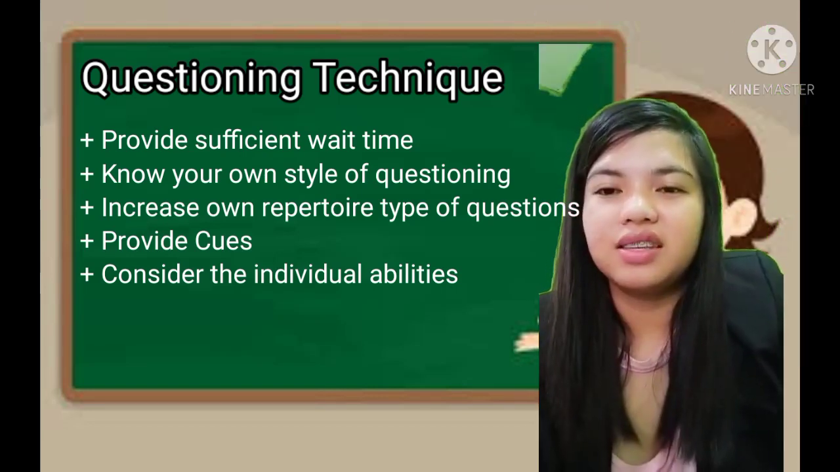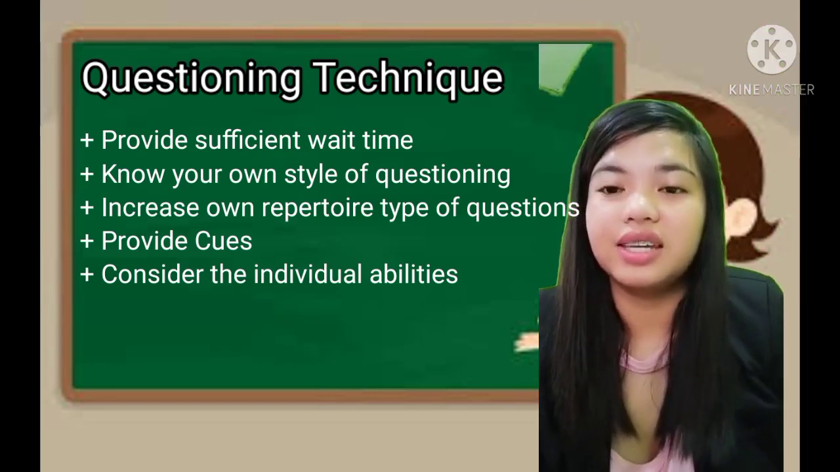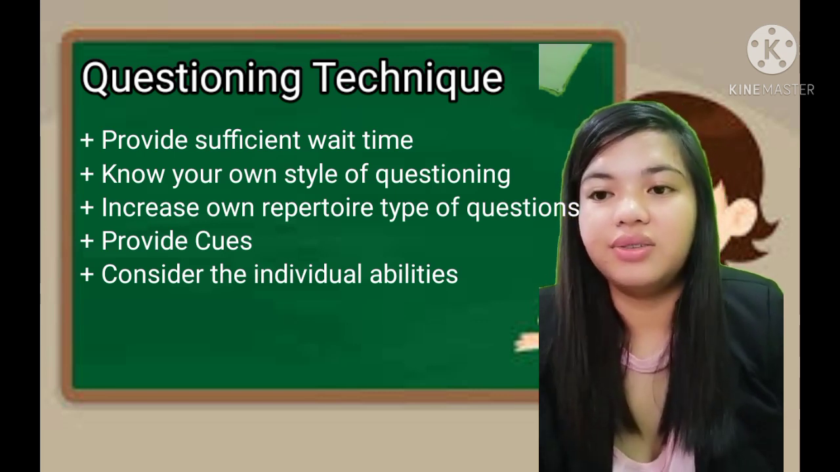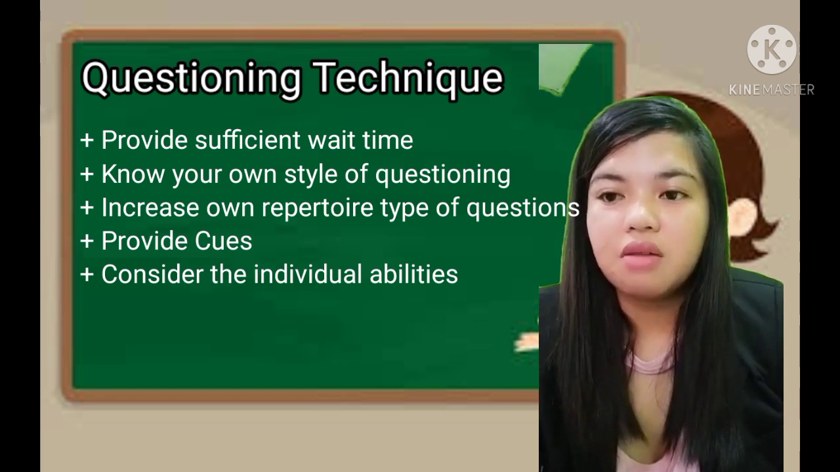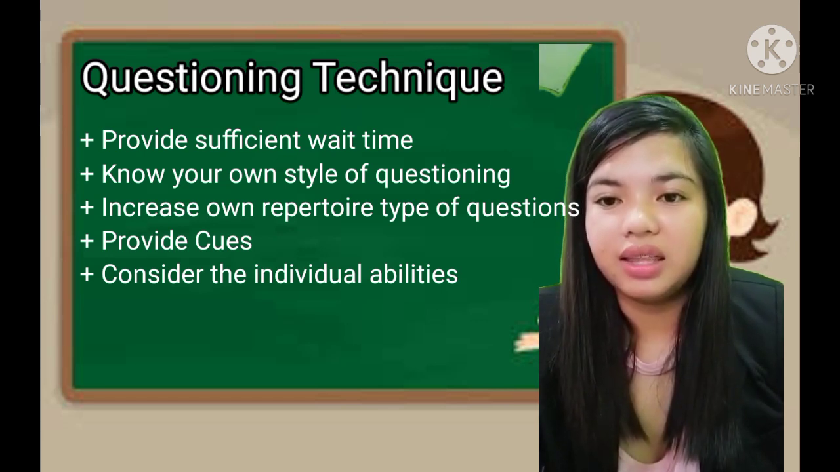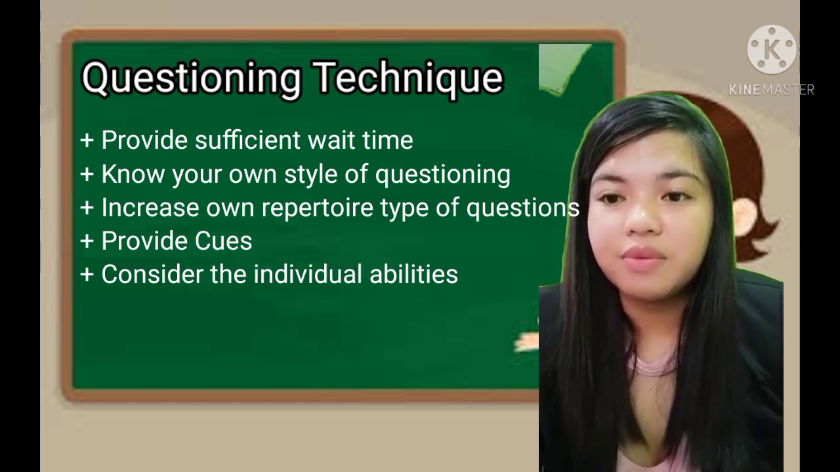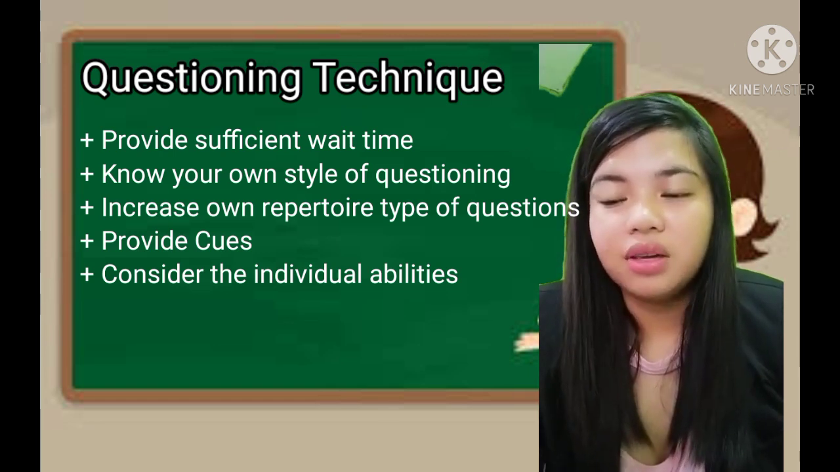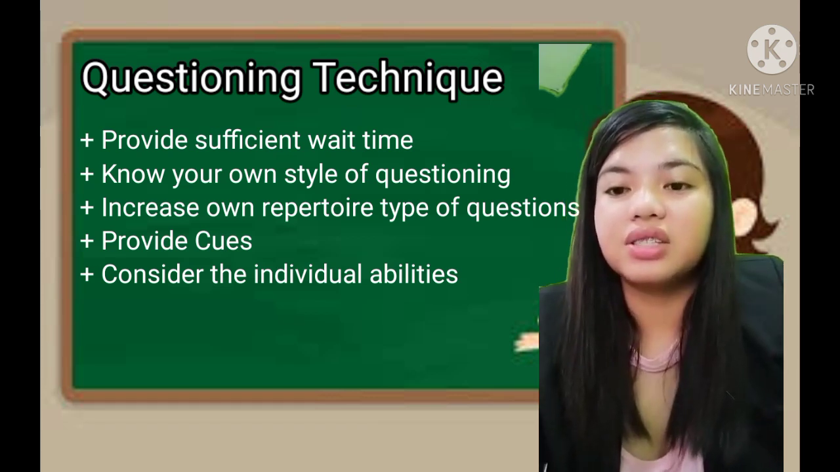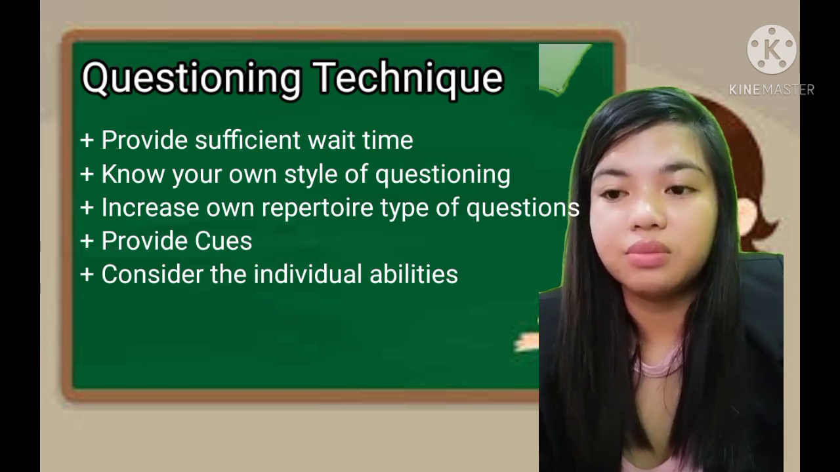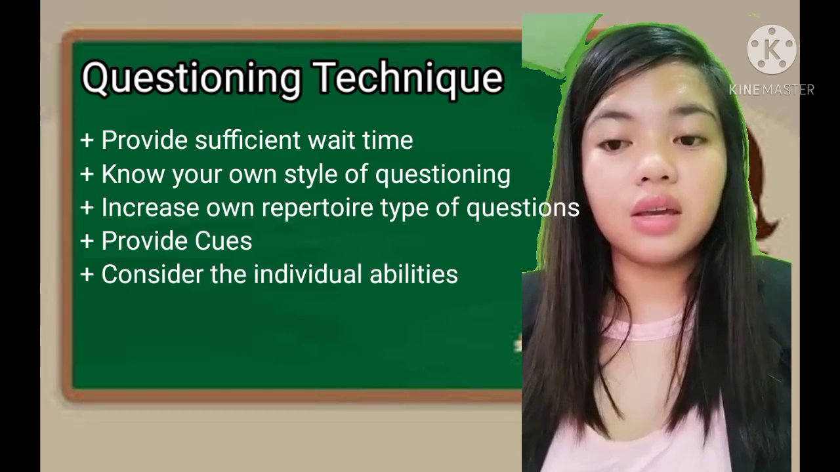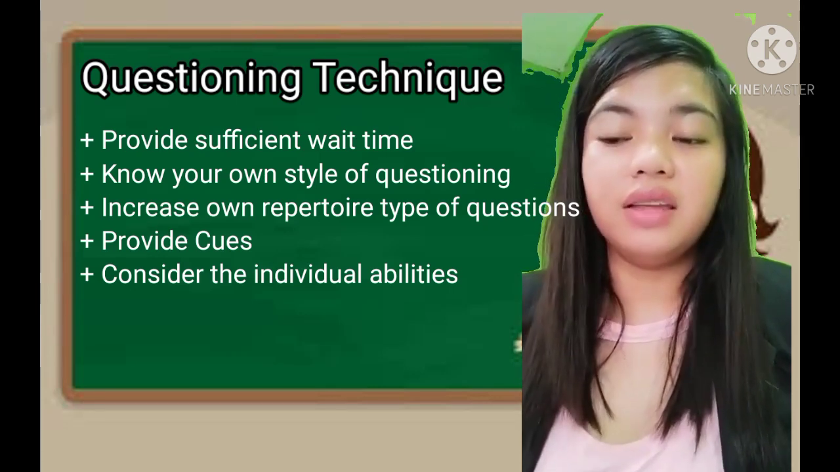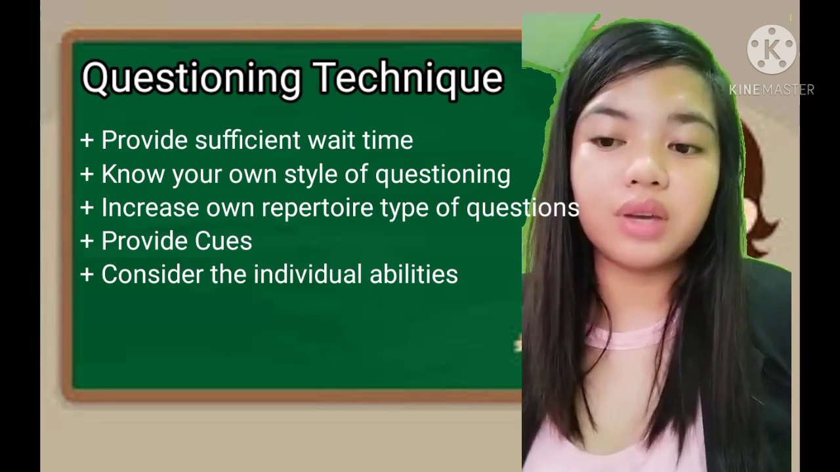Another questioning technique is to know your own style of questioning. Request a colleague to critique your style as to A, the kind of questions often asked, B, the amount of wait time provided, and C, the type of responses required. Knowing your errors in questioning would make it easy to effect the necessary changes, so that many what questions will be avoided. Based on your repertoire of question types, training in employing divergent, high-level, and open-ended questions improves one's questioning technique.